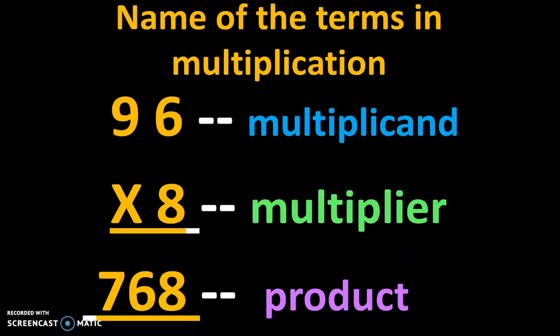Now, the names of the terms in multiplication. When you put the numbers in multiplying vertically, you get 3 parts in that. One is multiplicand, another one is multiplier, and the answer we get is product. The number which is multiplied is multiplicand. The number which multiplies a number of times is multiplier. And the answer we get is nothing but its product. Okay, so these are the 3 terms in multiplication: multiplicand, multiplier and product.